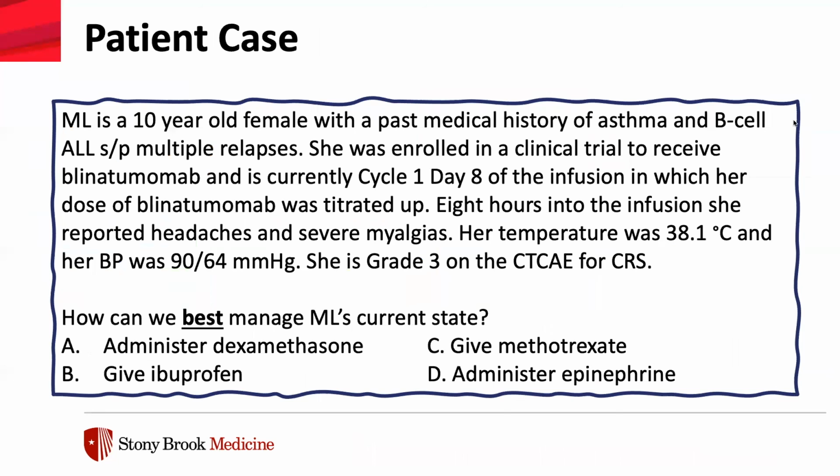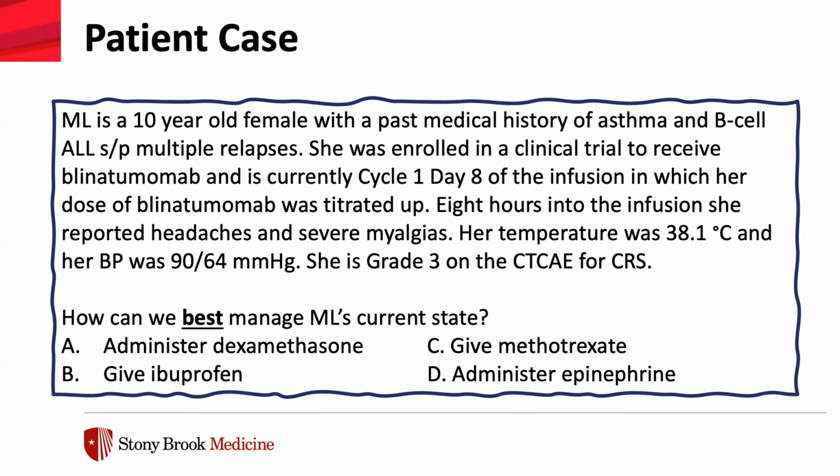And now we're going back to our patient case with ML. So ML grew up a little bit. Now she's a 10-year-old female with a past medical history of asthma and B-cell ALL status post multiple relapses. She was enrolled in a clinical trial to receive blinatumomab and is currently cycle 1, day 8 of the infusion, in which her dose of blinatumomab was titrated up.